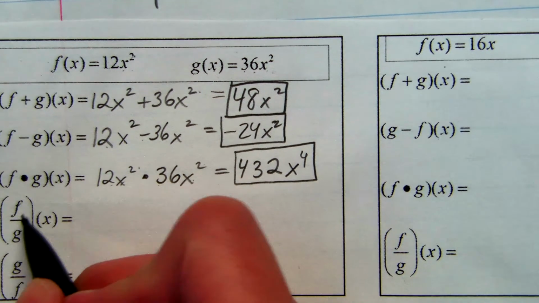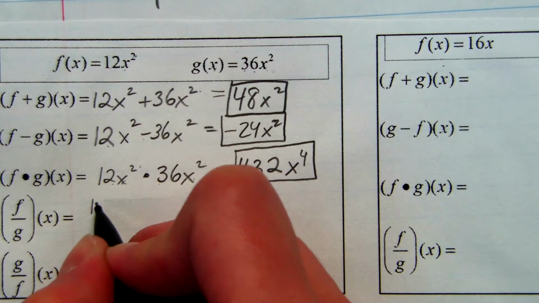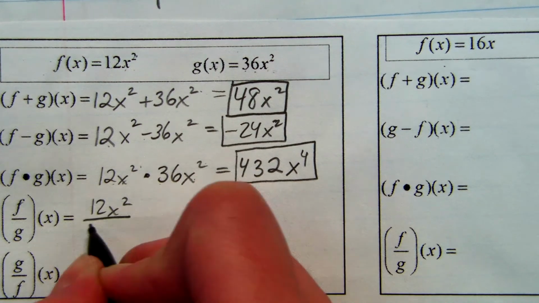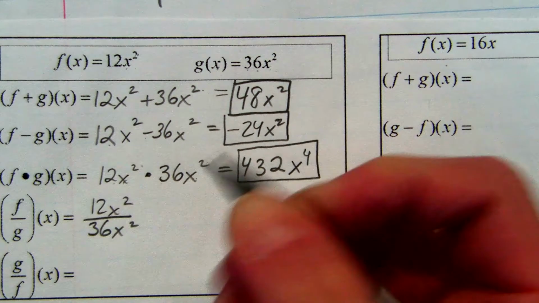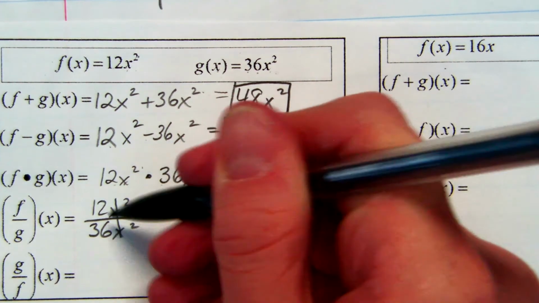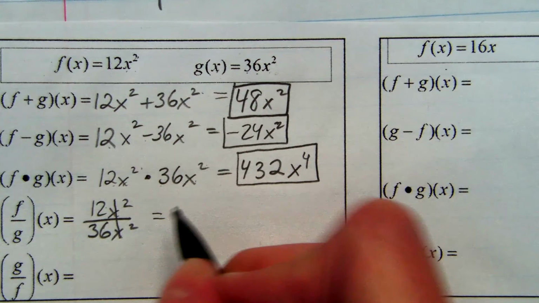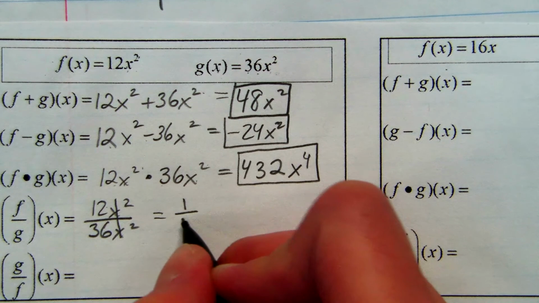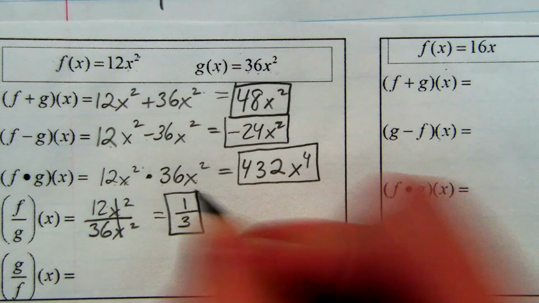All right, so now we've got some division. If I have f over g, that would be 12x squared over 36x squared. What would happen to the x squareds? Cancel, and then 12 over 36 reduces to 1/3. Just divide both of those numbers by 12.